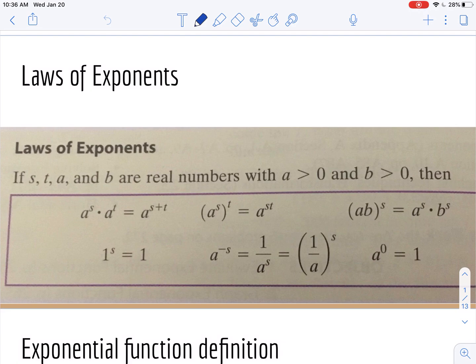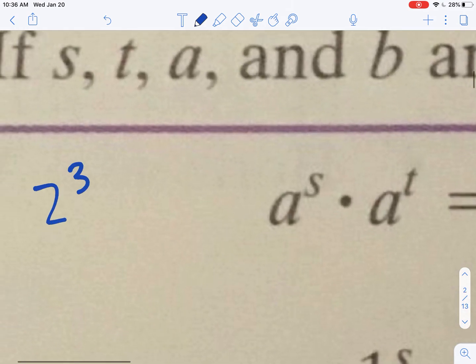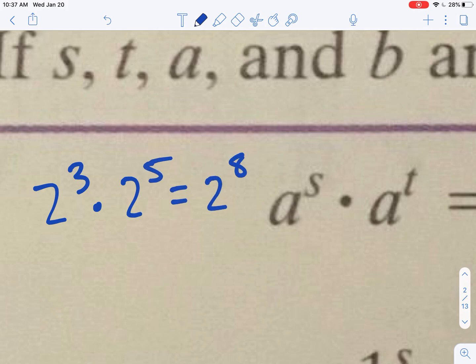So, you've been doing these exponent rules for a while now, and as we go on through the course, we're going to be doing refreshers on these exponent rules. But some things that we have to remember is if I have the same base, a to the s times a to the t is equal to a to the s plus t. And a quick example of this is I can do 2 to the third times 2 to the fifth, and this is going to be equal to 2 to the eighth because I add 3 and 5.